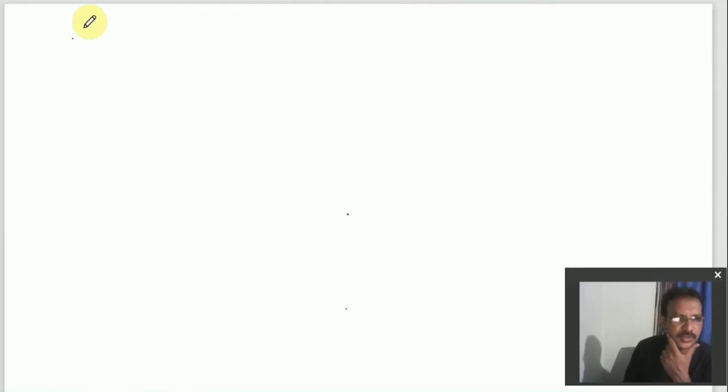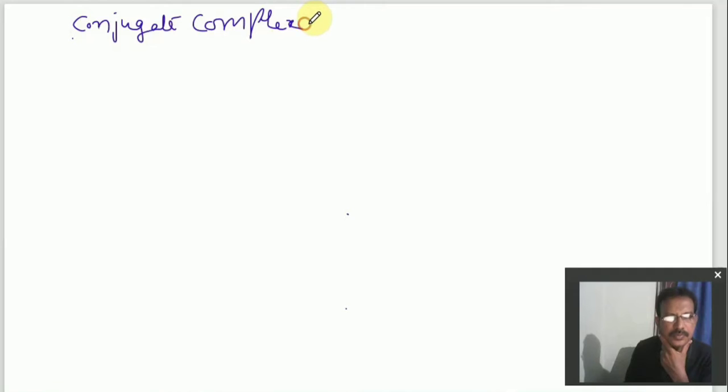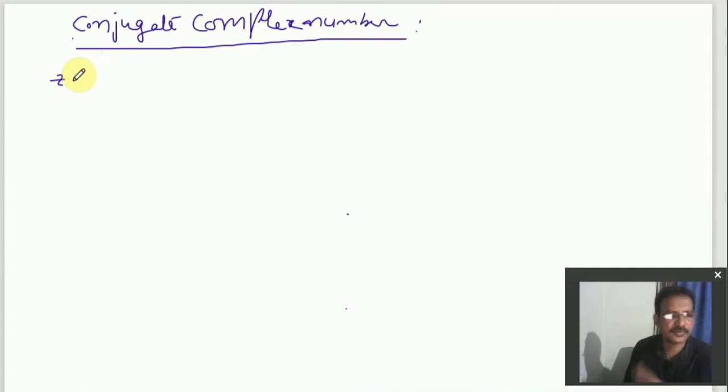So in this class we discuss conjugate complex numbers. What is a conjugate complex number? Suppose z is equal to a plus ib, where a, b belong to the set of real numbers. It is a complex number.